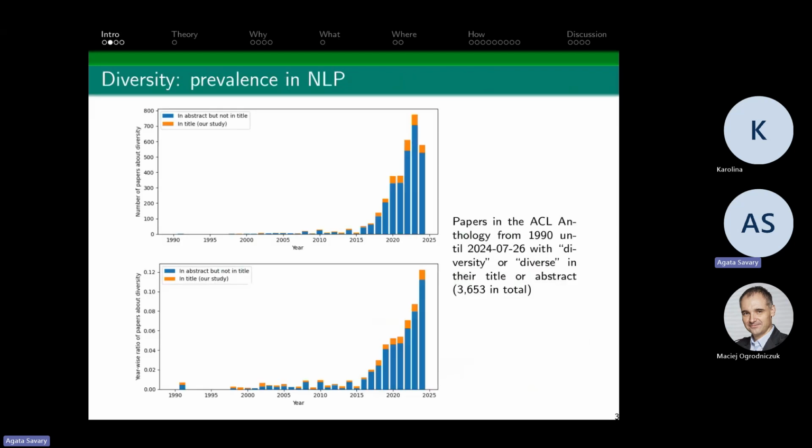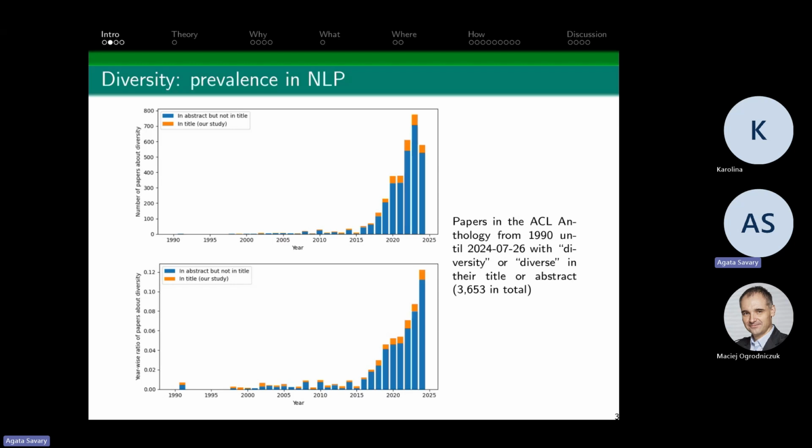So, diversity. It's something that has really gained tremendous importance in NLP these years, which can be illustrated by these 2 diagrams. You have here the papers on the ACL Anthology since 1990 until July 2024, because this is when we collected the data. These are papers that have diversity or diverse in their title or abstract, and the orange part is just in the title. You can see that until 2015, this was not really an issue in NLP.